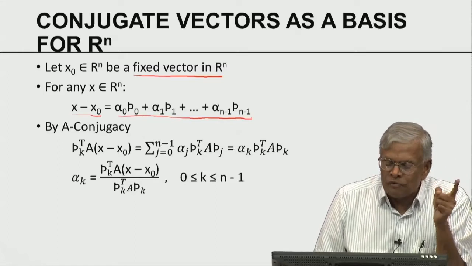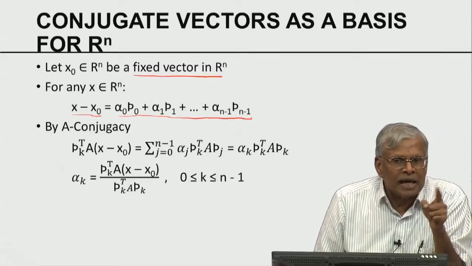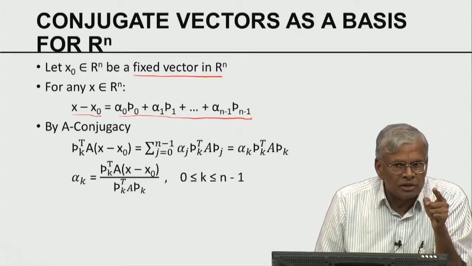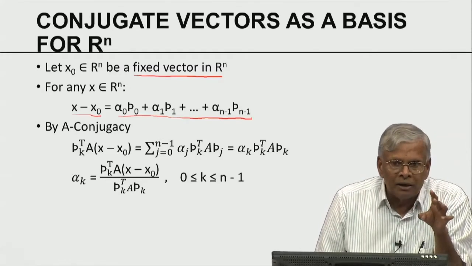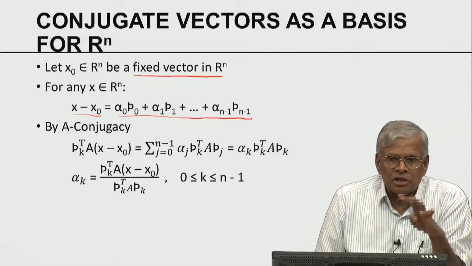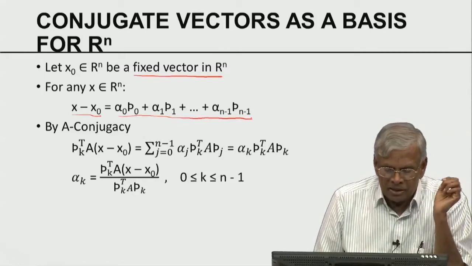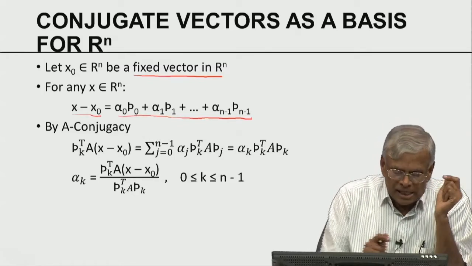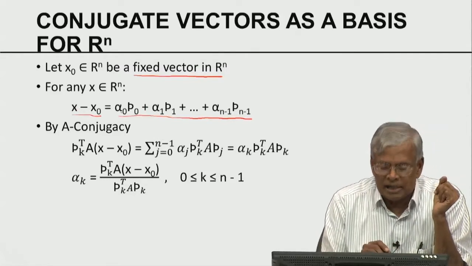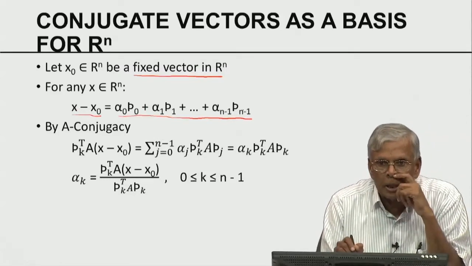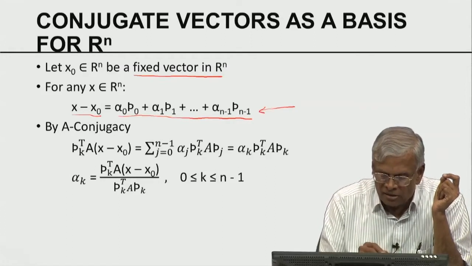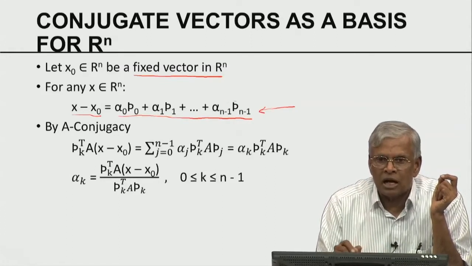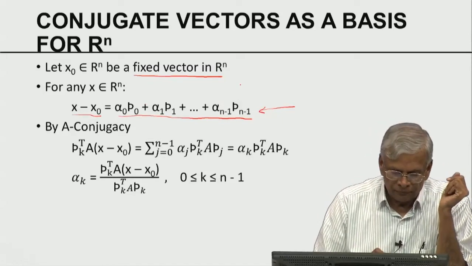We already know, though I have not proved it here, that the vectors are linearly independent if A-conjugacy holds. That is a homework problem for you. So I am going to build on that result that A-conjugacy implies linear independence. If they are linearly independent, any arbitrary vector can be expressed as a linear combination of A-conjugate vectors, and that is what this statement is all about. An arbitrary vector is expressed as a linear combination of conjugate vectors.